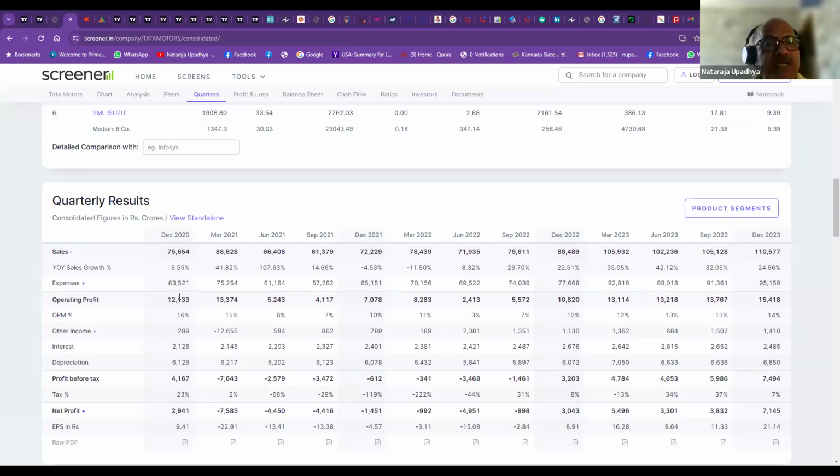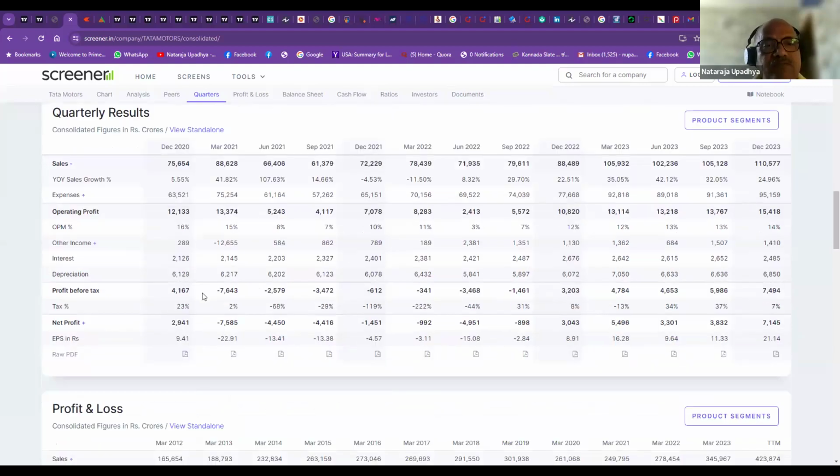So, see, operating profit also in the last 3 years, it is from 12,133 to 15,409. So on paper, it's a nominal growth. Profit before tax is looking slightly better, almost doubling. Net profit has grown 3 times. That is why, see, net profit has become close to 2.5 times, let's say.